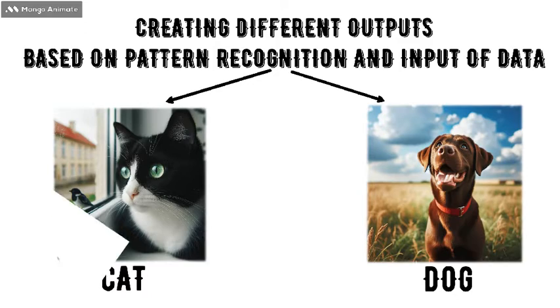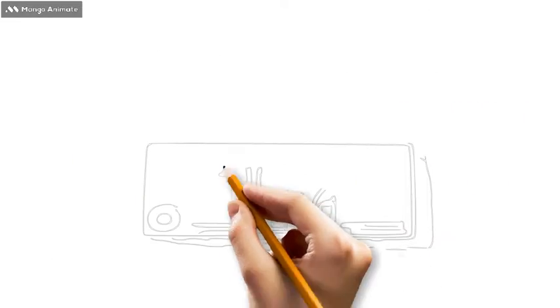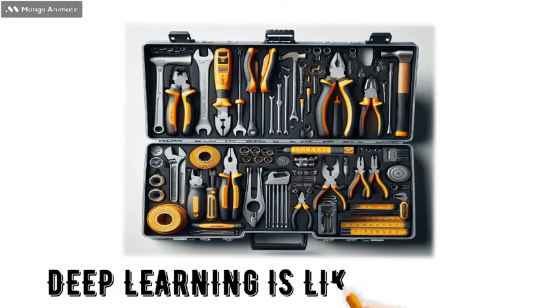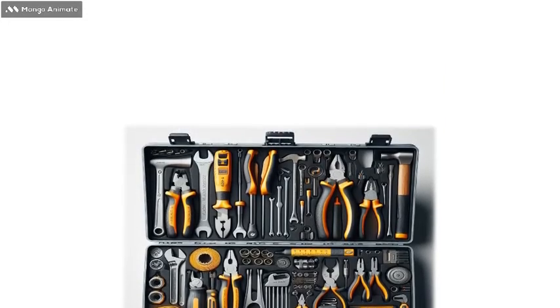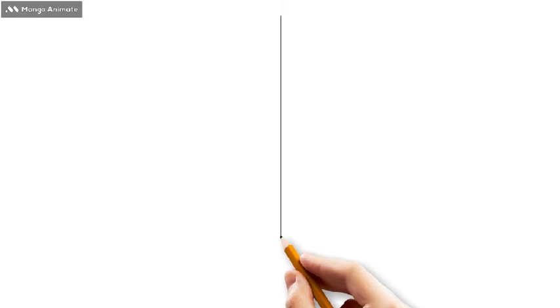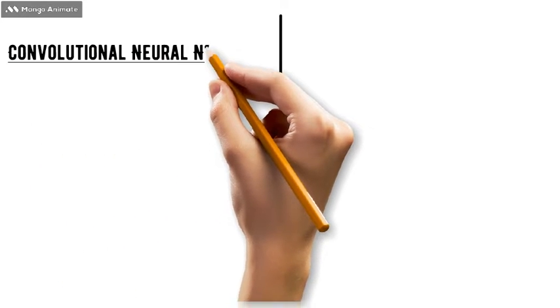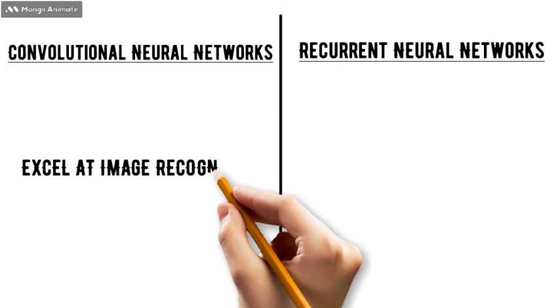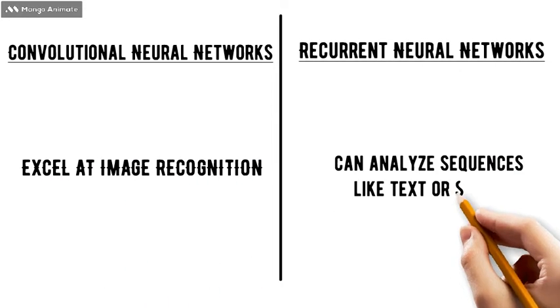Deep learning isn't a single technique, but rather a toolbox with different algorithms for different tasks. Convolutional neural networks excel at image recognition, while recurrent neural networks can analyze sequences like text or speech. These are just a few examples, and new algorithms are constantly being developed.